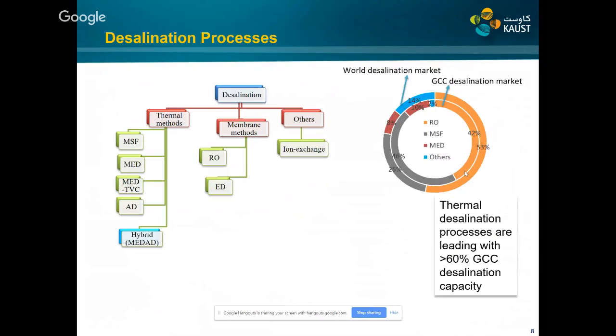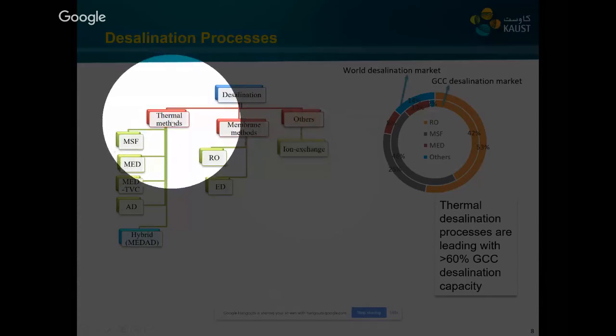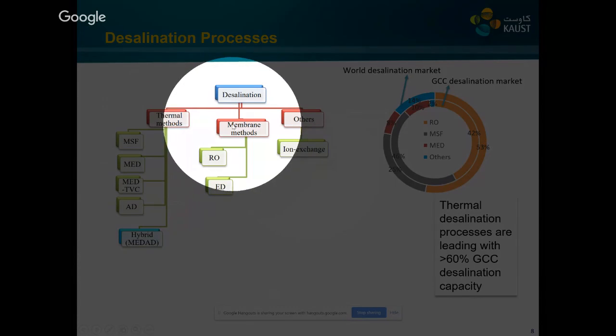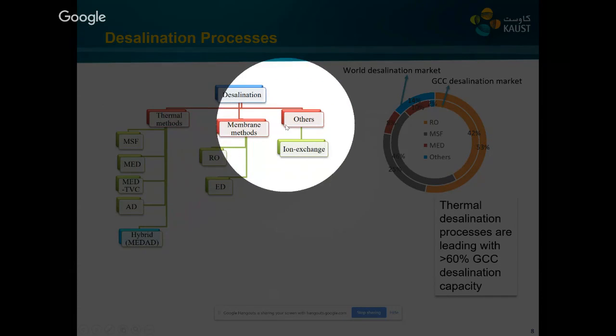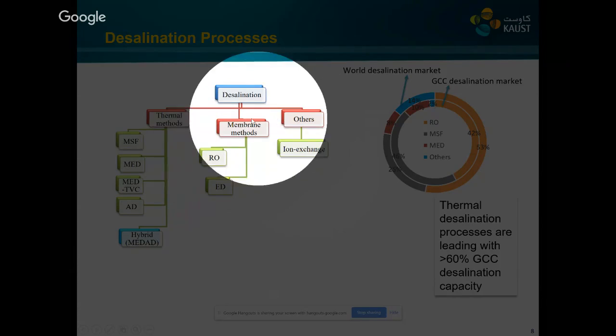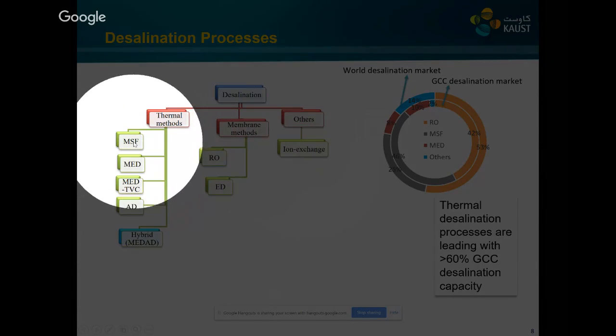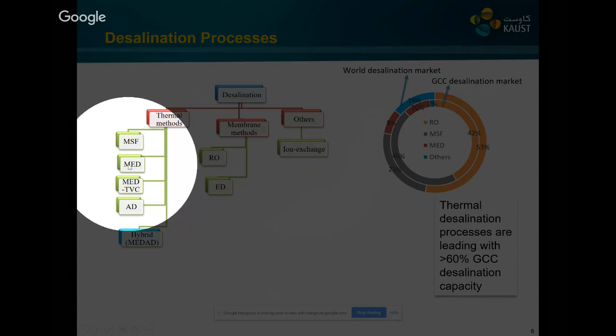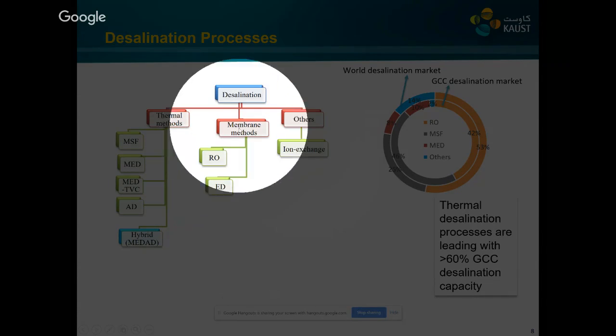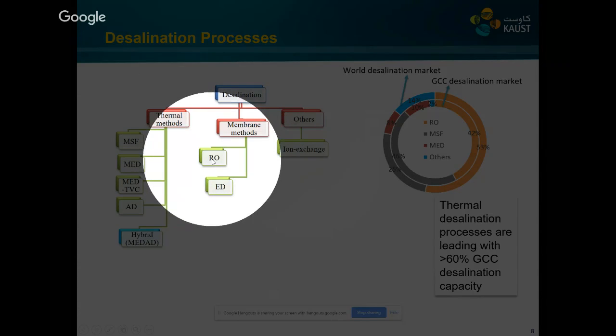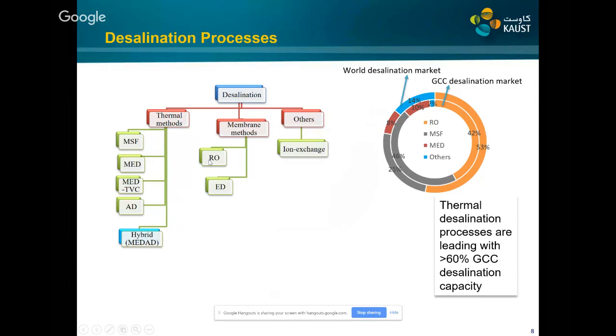In terms of the desalination process, there are mainly two processes commercially installed in the industry: thermal methods and membrane methods. There are some other methods, but they are not very successful in industry. Out of thermal and membrane, in thermal, multi-stage flashing and multi-effect desalination are very famous in the industry. In membrane, reverse osmosis is installed at large scale.